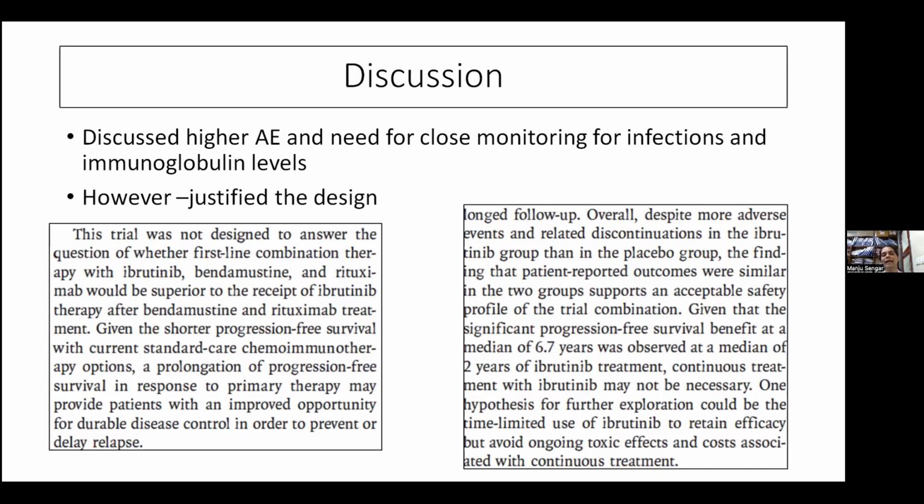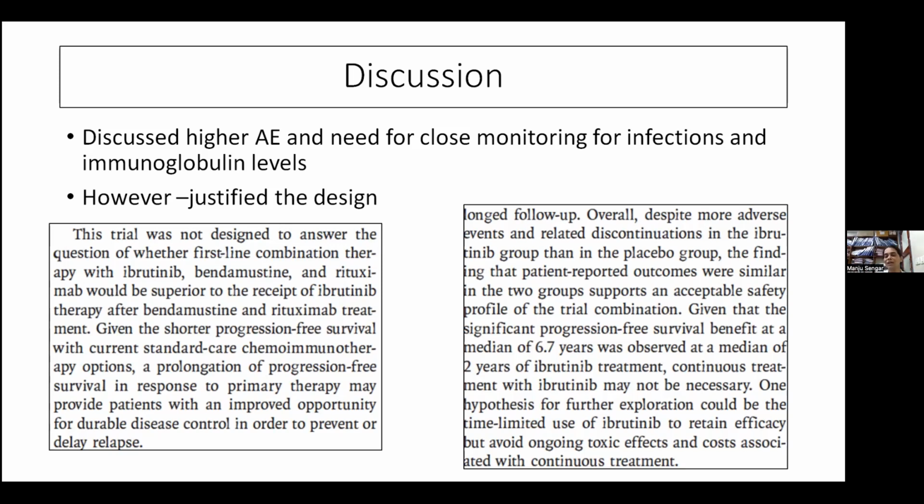They did discuss higher adverse events, and they suggested close monitoring for infections and immunoglobulin levels, because once you give rituximab and ibrutinib both, your IgG levels go down, which may make you more prone to infection. However, at the end of all this, they did justify the design, saying that we were not looking at sequential use of bendamustine, rituximab, and ibrutinib. We wanted to improve the progression-free survival by giving all the drugs in the beginning, because that will provide durable disease control.